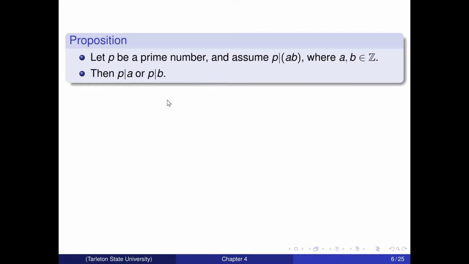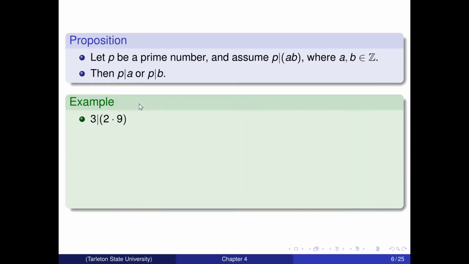But just as a few quick examples to get our heads around this idea, one example might be 3 divides 2 times 9. So 2 times 9 is 18, and of course 3 does divide 18. And we might ask ourselves, is it really true that 3 divides one of these numbers on the right? And of course it does, because it does divide 9. So this is an example where a prime number divides a product, and that prime number does divide one of the factors in the product, because it has to. That's what this proposition says.